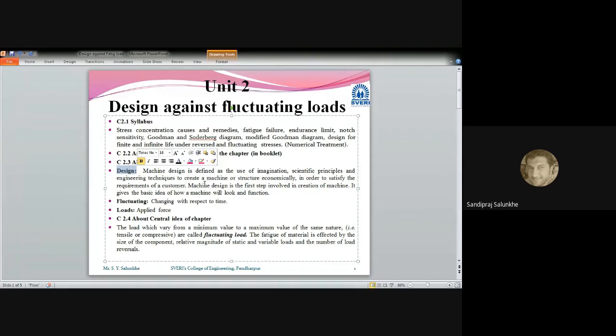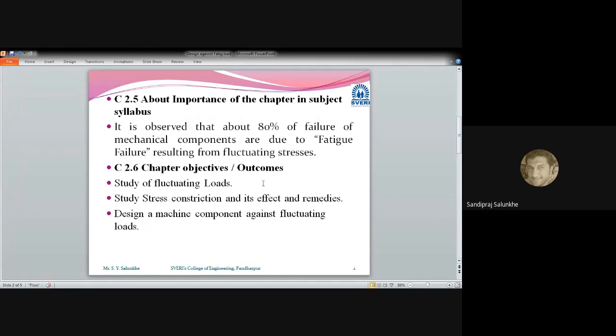Okay, so in all, this unit is related to the fluctuating, that is changing type of stress, and designing, that is finding out the dimensions of components which are undergoing such types of loads and stress. So this is about the central idea.